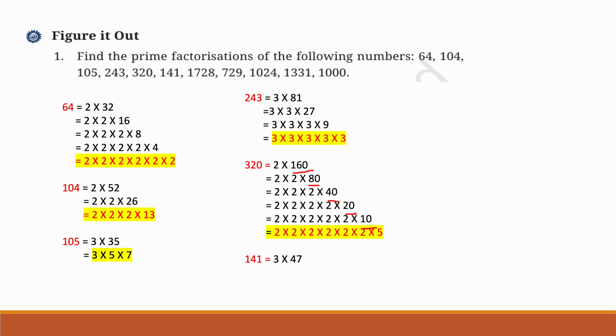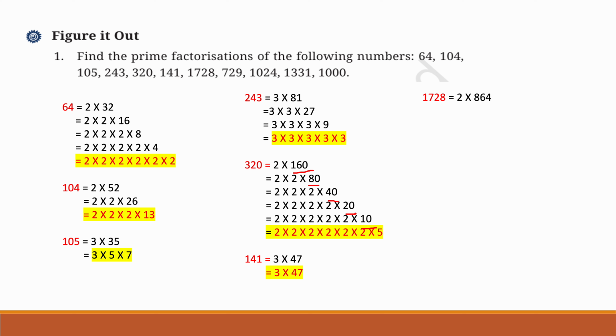Next number 141. We can rewrite it as 3 into 47. So, these two are prime numbers. So, the prime factorization of 141 is 3 into 47.